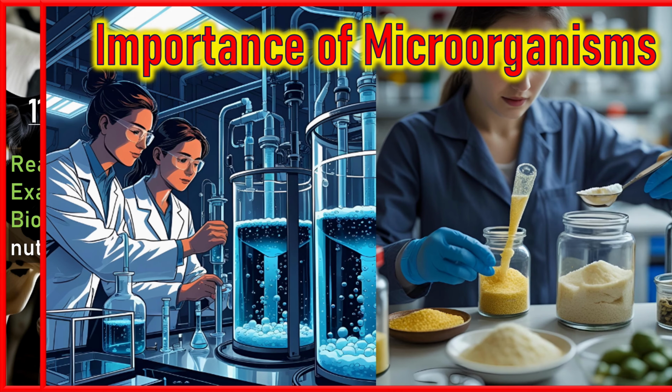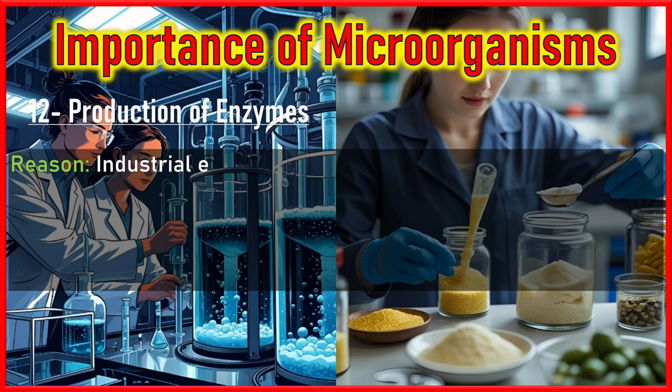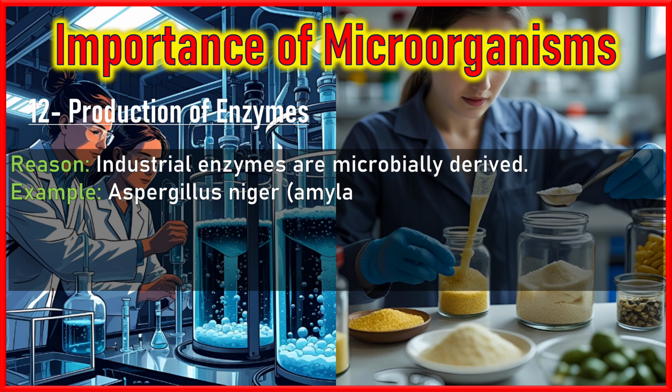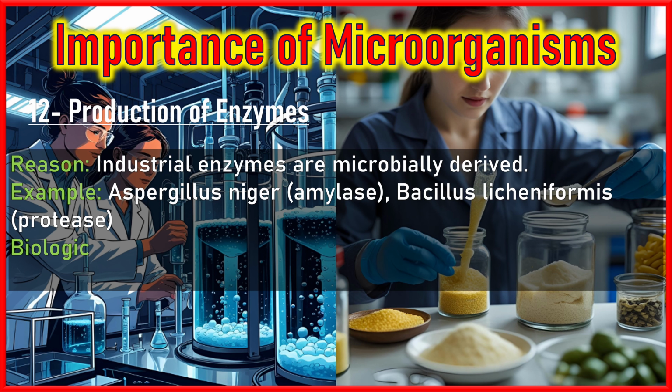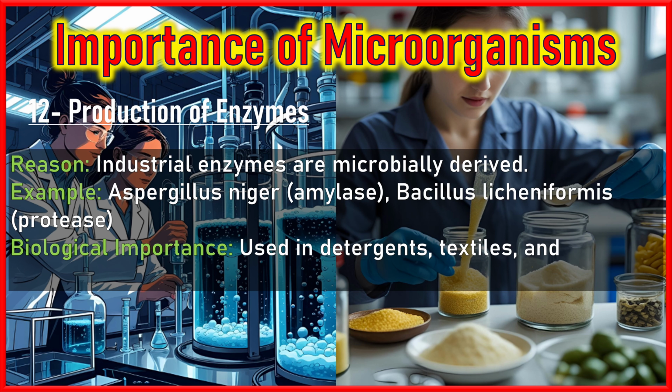The 12th importance of microorganisms is production of enzymes. Industrial enzymes are microbially derived. They are used in detergents, textiles, and some food processing in the industries. For example, Aspergillus niger produces amylase and Bacillus licheniformis produces protease enzyme.